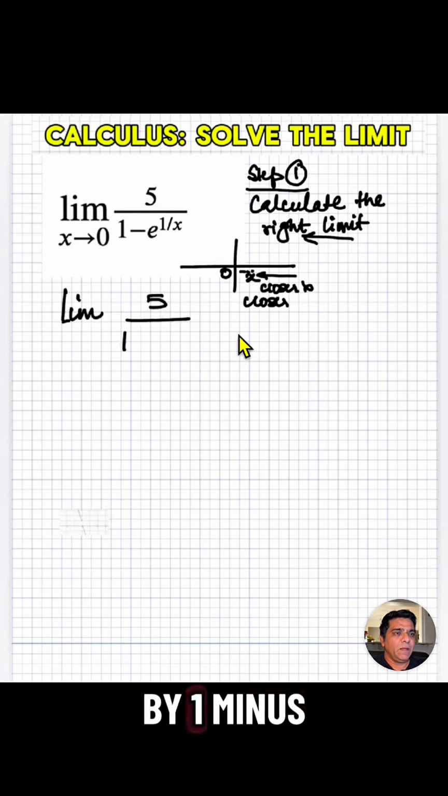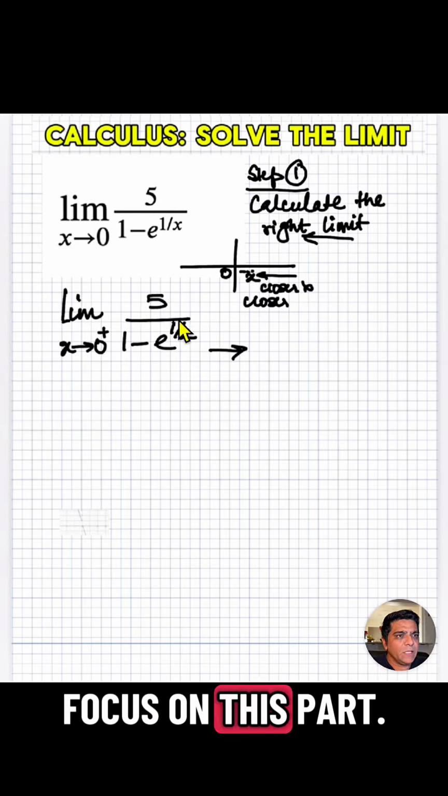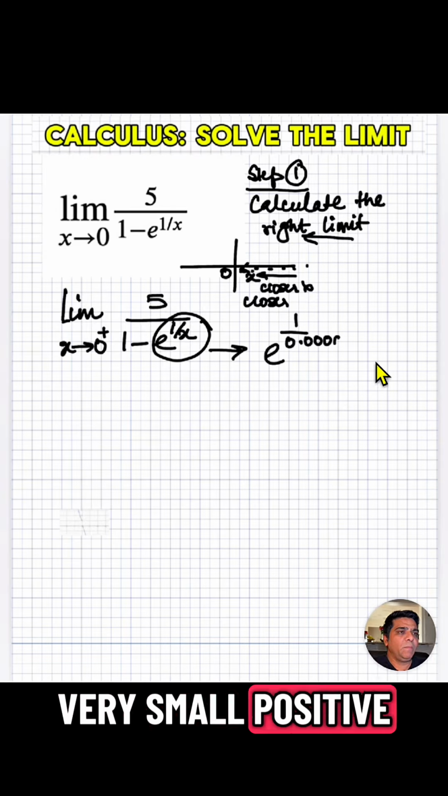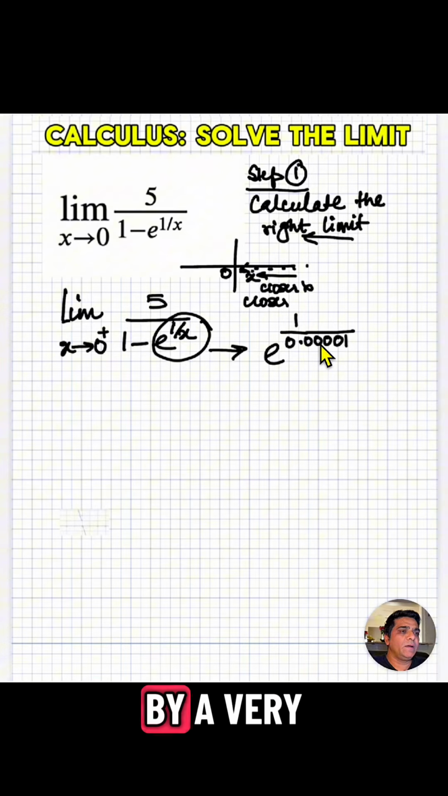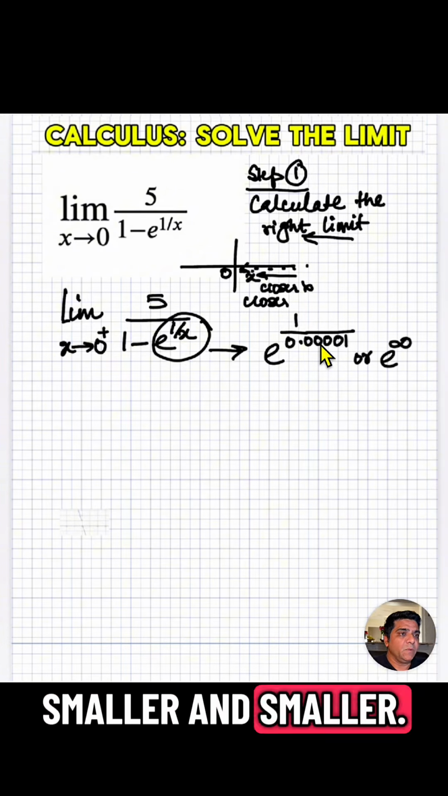Limit 5 divided by 1 minus e to the power of 1 over x as x approaches 0 from the positive side. So let's focus on this part, e to the power 1 over x, as x approaches a very, very small positive number like 0.00001. 1 divided by a very small positive number is essentially infinity. Okay, because as x gets smaller and smaller, this gets larger and larger.